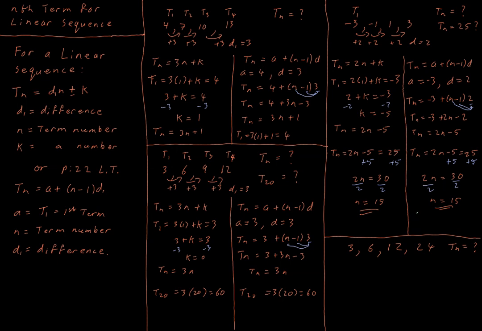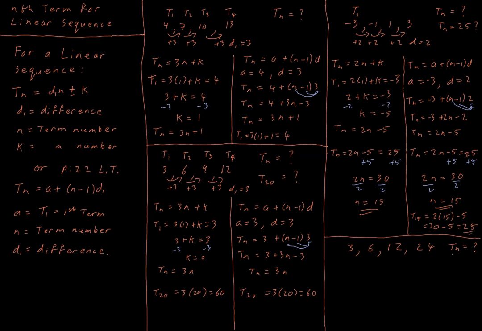Now, could we test our answer on this? Well, I know that when n is 15, this formula is supposed to give me 25. So is T15 equal to 25? Well, 2 times 15 minus 5. So I get 30 minus 5 is equal to 25. So this does indeed check out. I didn't make any mistakes.